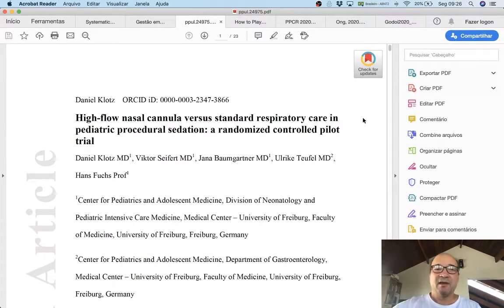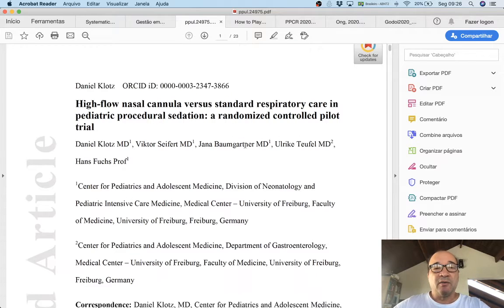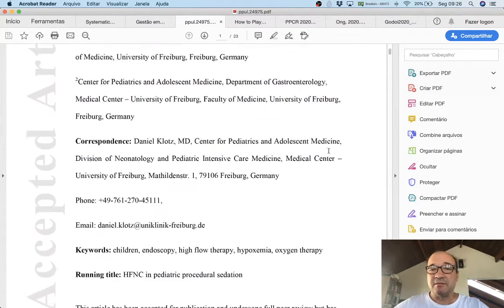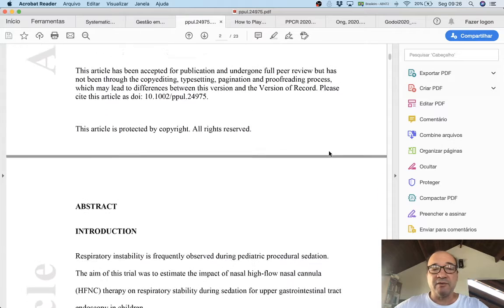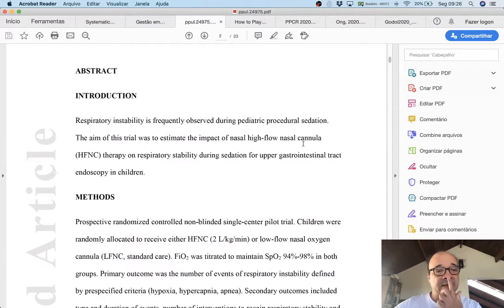Hi everyone. Well, I decided to discuss this article that's just been released. It's called High Flow Nasal Cannula versus Standard Respiratory Care in Pediatric Procedural Sedation, a randomized controlled pilot trial. Well, this is my area of interest, so I decided to discuss the statistical methods of this article.